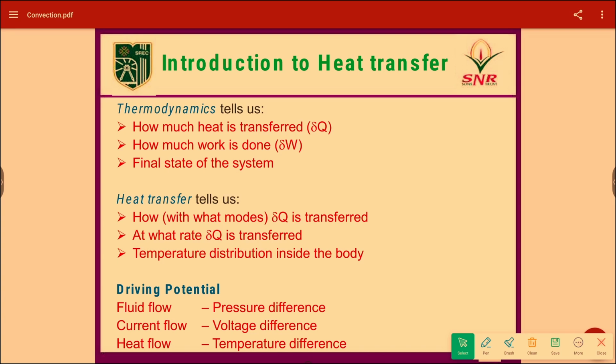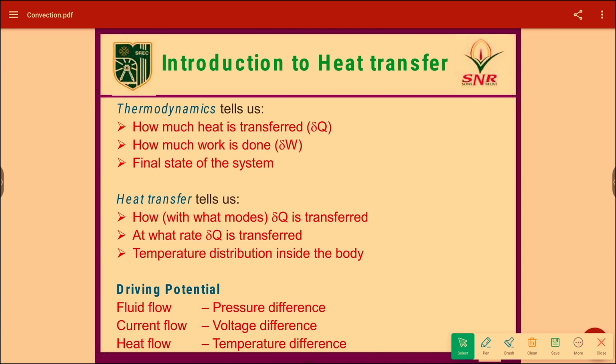Heat transfer tells us how the heat is transferred, what the mode of heat transfer is, and what time is taken for the heat transfer to happen. The application of heat transfer is used in designing thermal equipment or HVAC systems like that. So first, let us see when this heat transfer happens.